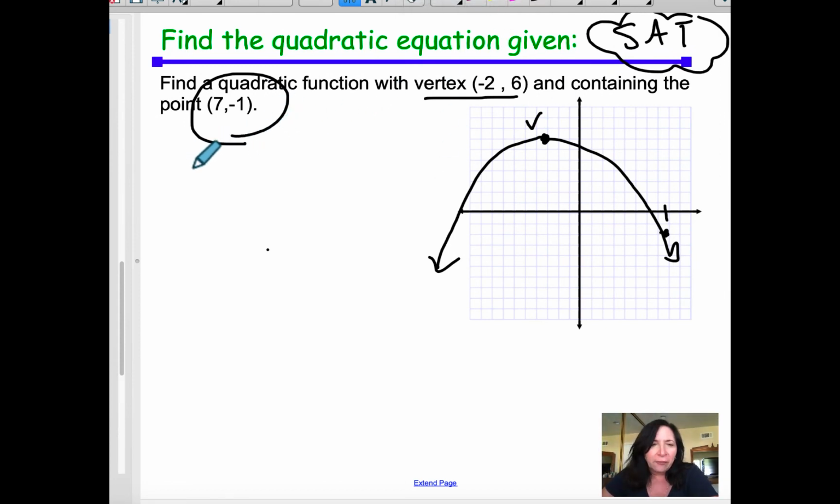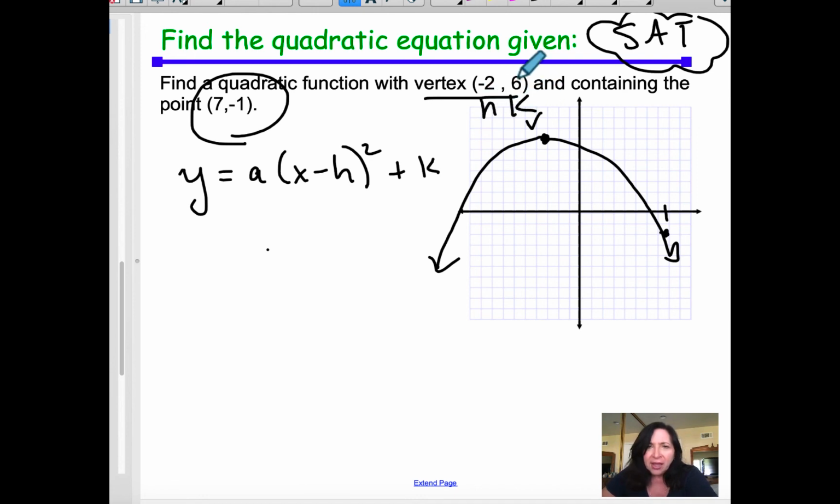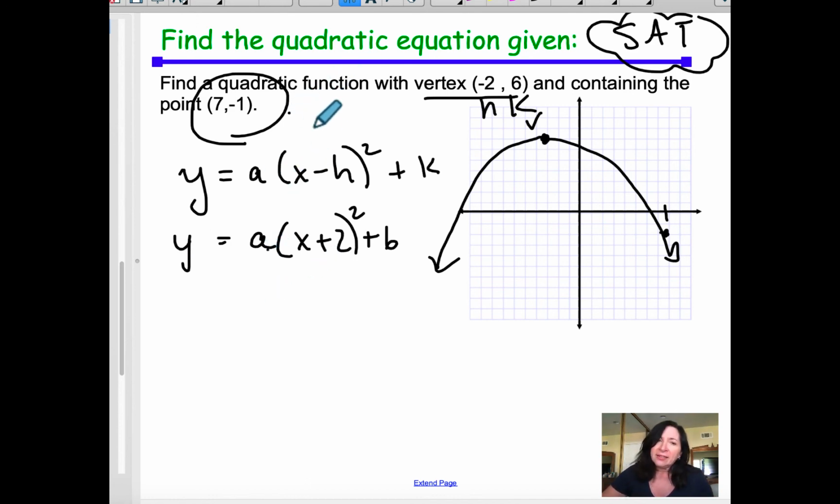Okay, so we are going to start off with the vertex form, which is y equals a times (x minus h) quantity squared, plus k, where (h, k) is the vertex. So this value is 6, so plus 6, and -2, so that's plus 2. So this is (x plus 2) quantity squared, and we've got a here, and we have this equal to y. To find a, we need this point, so we're going to plug that in.